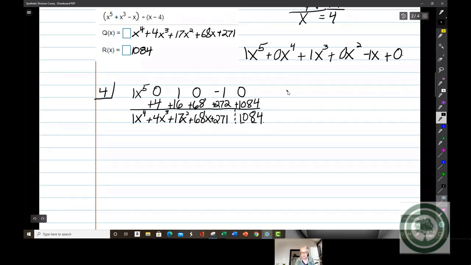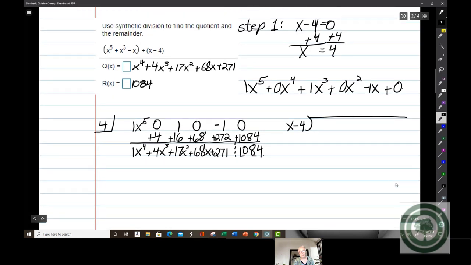had divided x minus 4 into all that, because you would have still had to put your zero placeholders in. So that's what that is all about. So step one, find out what your test number is. Step two, put in any placeholders you need to put in. Step three, do the deed. And then step four would be to do whatever questions you're asked.